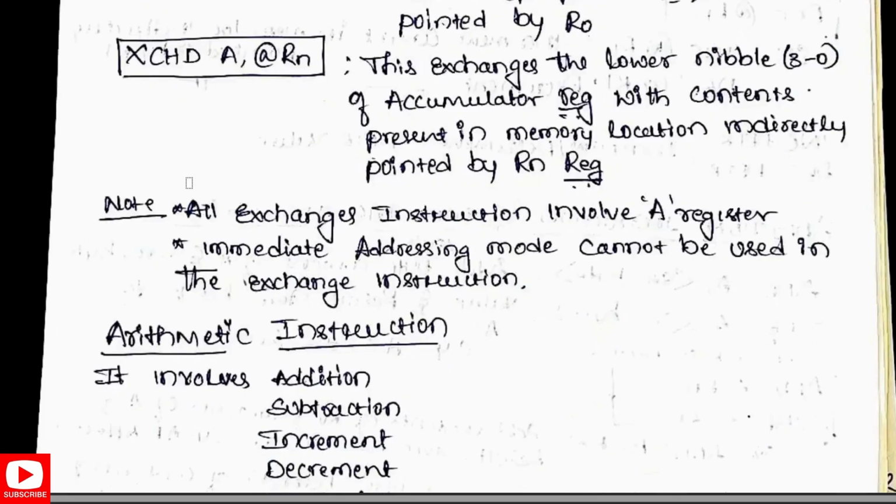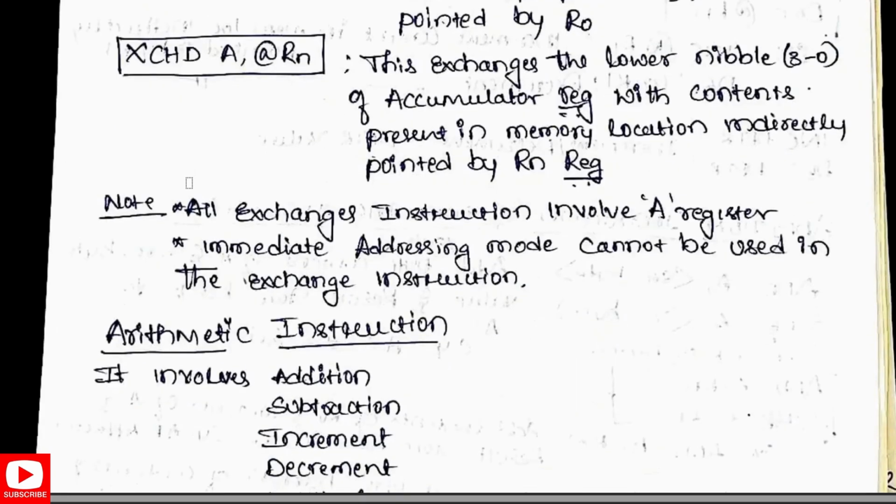Some points you have to remember: all exchange instructions involve A, that is the accumulator register, which has to be involved in this data exchange. Immediate addressing mode cannot be used with this type of data exchange instruction.